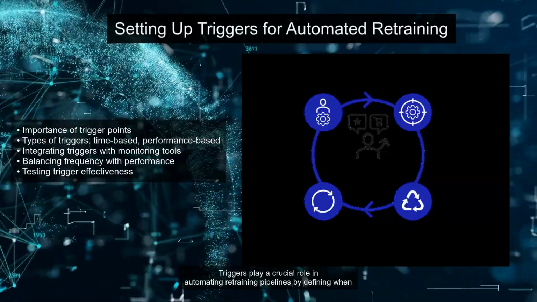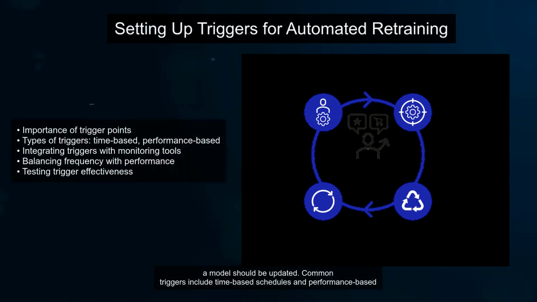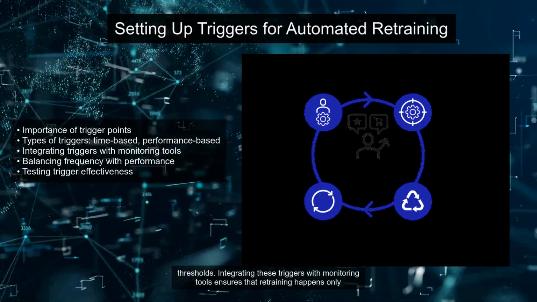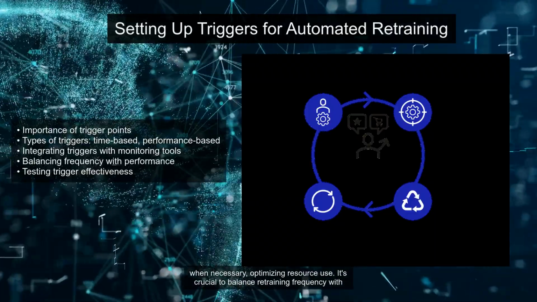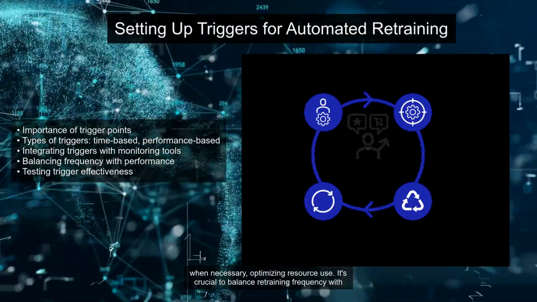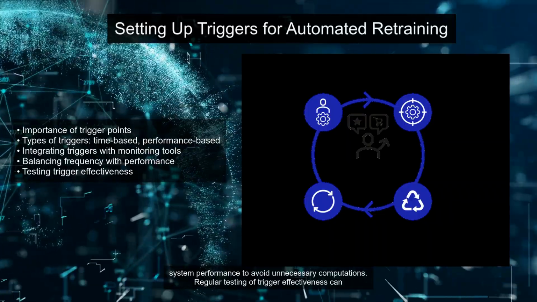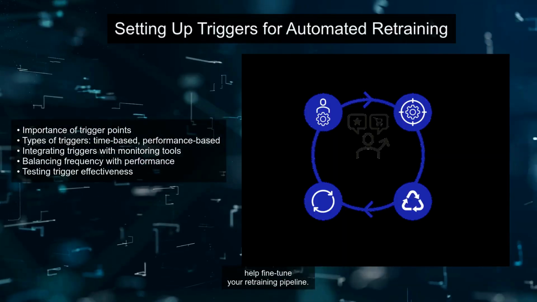Triggers play a crucial role in automating retraining pipelines by defining when a model should be updated. Common triggers include time-based schedules and performance-based thresholds. Integrating these triggers with monitoring tools ensures that retraining happens only when necessary, optimizing resource use. It's crucial to balance retraining frequency with system performance to avoid unnecessary computations. Regular testing of trigger effectiveness can help fine-tune your retraining pipeline.